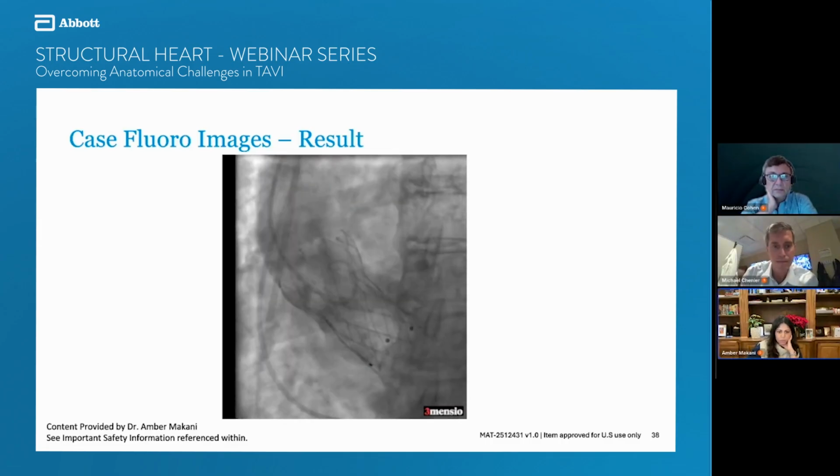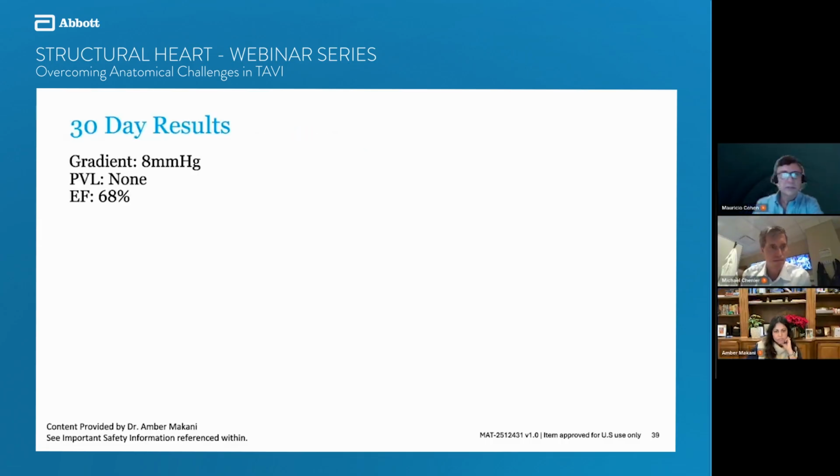I think there may be one more slide if we're able to go next. Okay, so the 30-day results just show that this patient has single-digit gradients and no significant PVL. EF is preserved at 68%. So the patient did quite well, and I think that the beauty of this intraannular valve is that if she were a person that for some reason in 10+ years were to need another valve, options are still open for her.